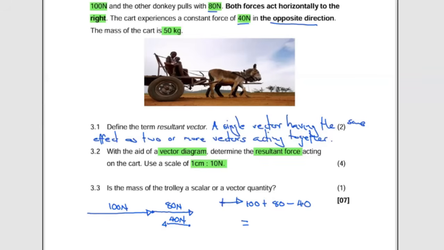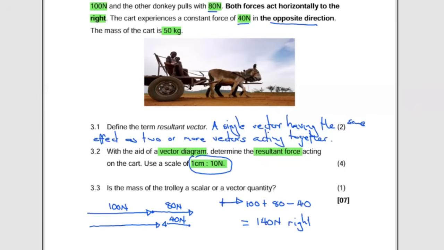120 newtons, 140, sorry. 140 newtons. So that's my resultant. Therefore, where is it going there? To the right, right? Because it's a positive value. Therefore, this arrow has to go in this direction, heading to the right there, right? So according to this, they are saying 1 centimeter to represent 10 newtons, right?